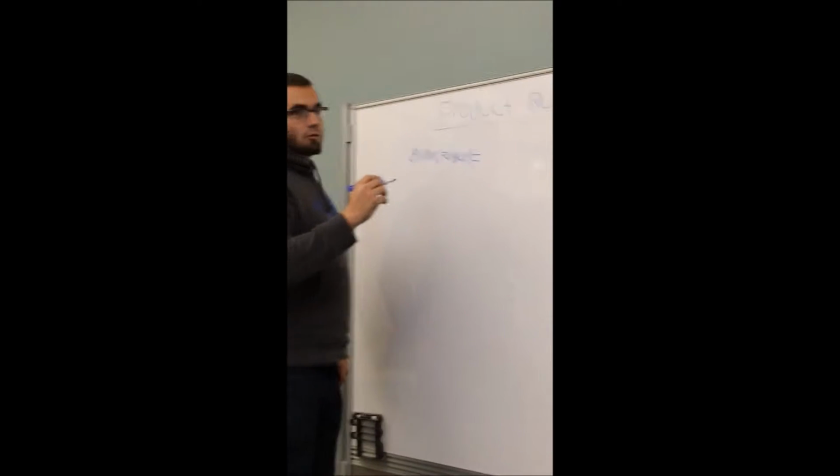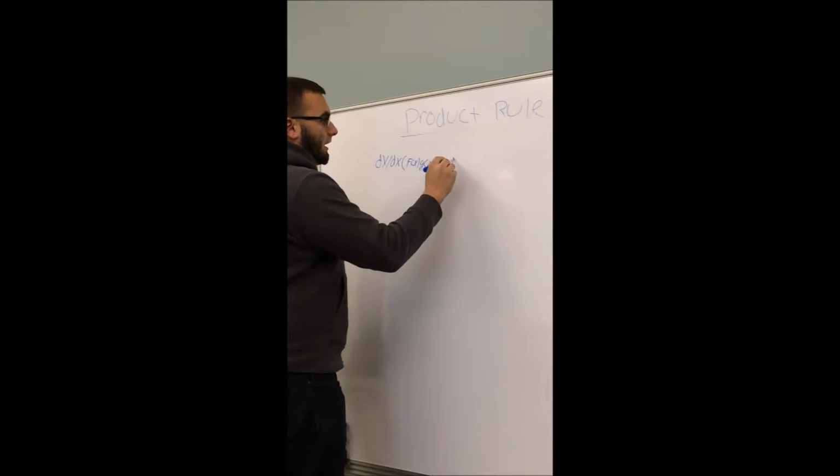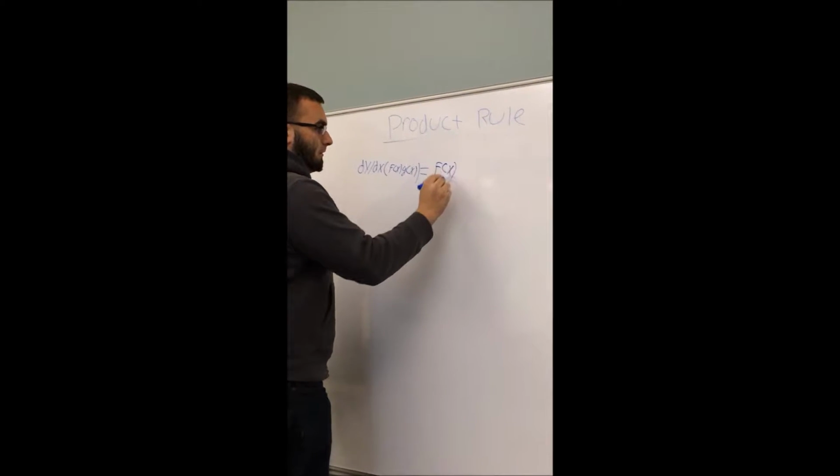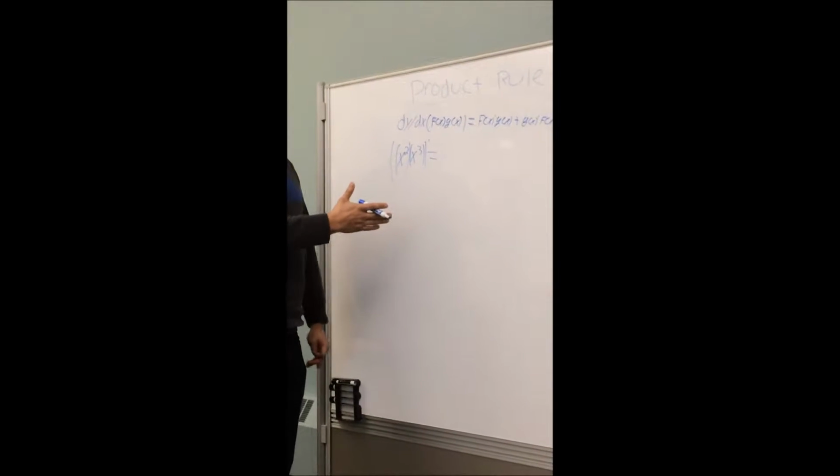Here we're going to explain the product rule. We have dy/dx of f of x times g of x. So you take f prime of x times g of x. Here we have a simple problem with the product rule.